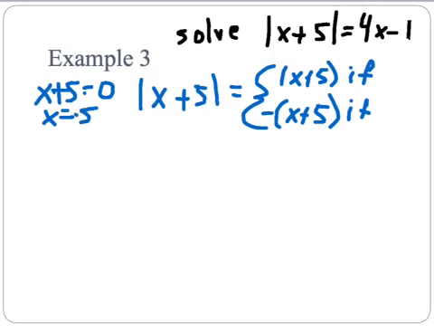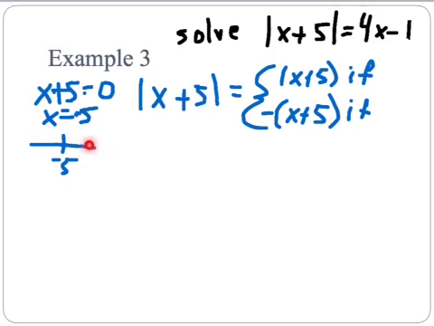You get x equals negative 5. Okay, and then you could do your line and test. So there's negative 5. Pick a point over here and test it. If it comes out positive, then that's the domain for this part. If it comes out negative, then that's the domain for this part.